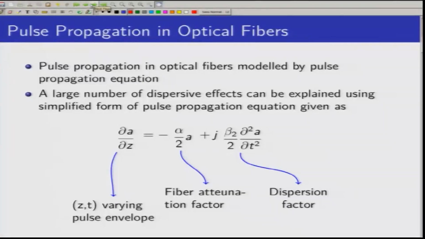So, to start with, we will try to model the pulse propagating by using the pulse propagation equation. A large number of dispersive effects can be explained using a simplified form of the pulse propagation equation given as this equation. Here, A is the time varying as well as distance varying pulse envelope, while the next term is the fiber attenuation factor, and the third term takes care of the dispersion factor. So, the attenuation as well as the dispersion factor gets modeled into the pulse propagation equation.